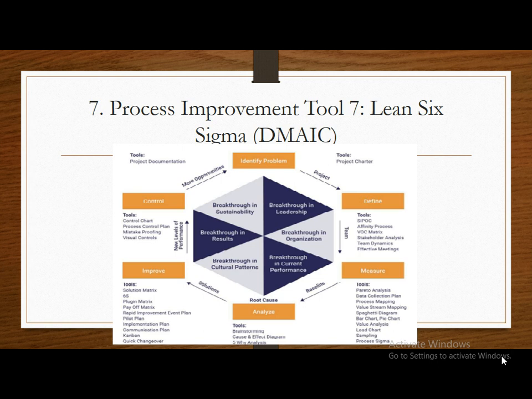Lean Six Sigma provides an organized method to inspect processes by examining the data and associated processes to identify and eliminate waste. So Lean Six Sigma can be categorized through a five-step model known as define, measure, analyze, improve, and control.